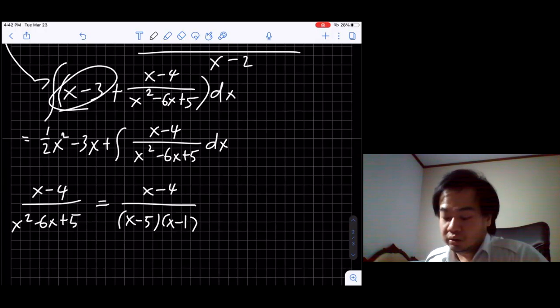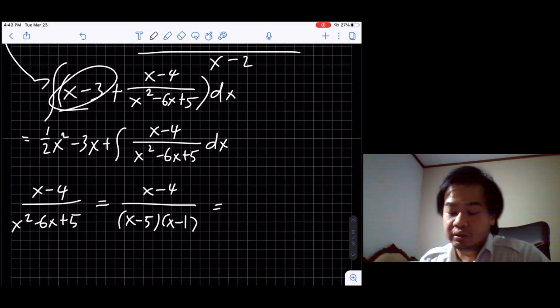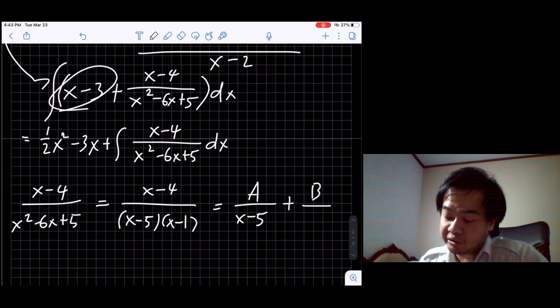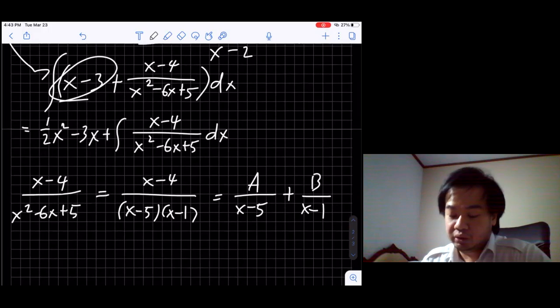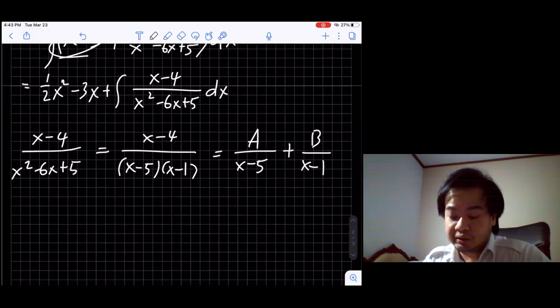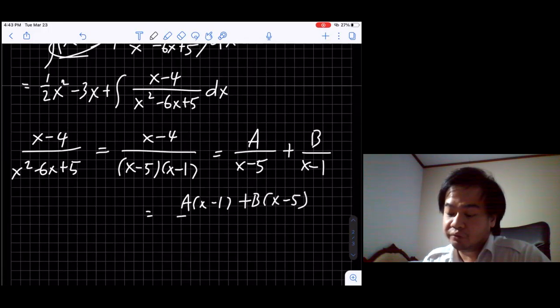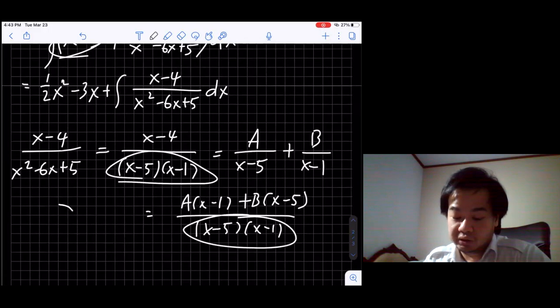If you remember, the next step is to assume that this big fraction can be split into two smaller fractions, which is a over x minus 5 and b over x minus 1. I hope you still remember this from 10th grade. Then the next step is to perform the addition, which is a(x minus 1) plus b(x minus 5) over (x minus 5)(x minus 1). The denominator is already the same, so we can ignore it and just write it again here.